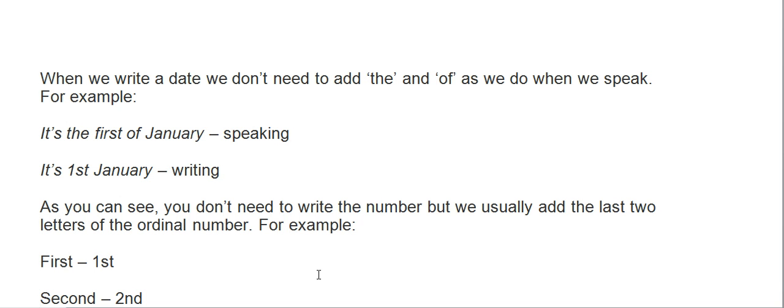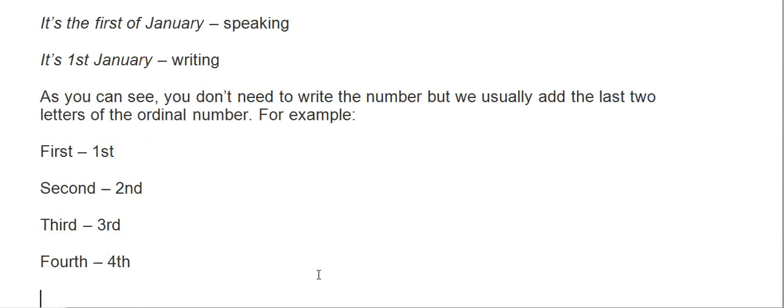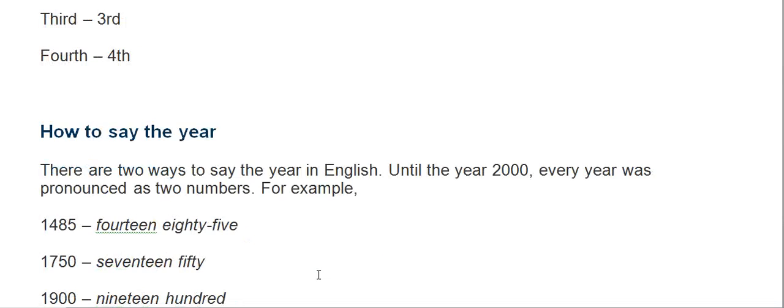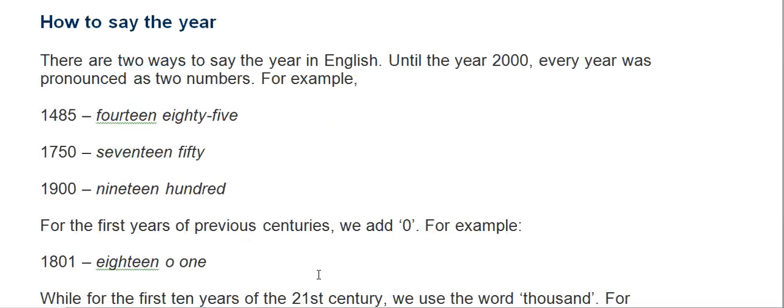As you can see, you don't need to write the whole word, but you usually add the last two letters for the ordinal numbers. For example, first, second, third, fourth, and so on. How to say the year? There are two ways to say the years in English.